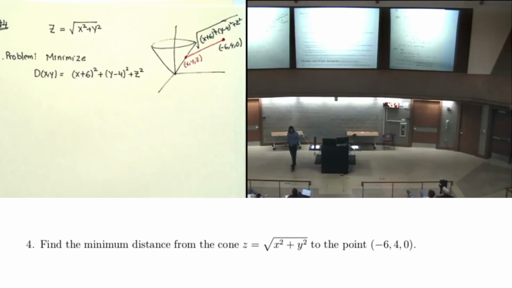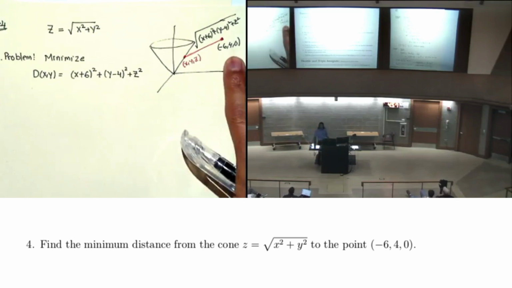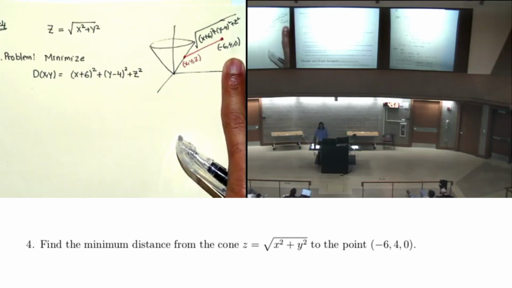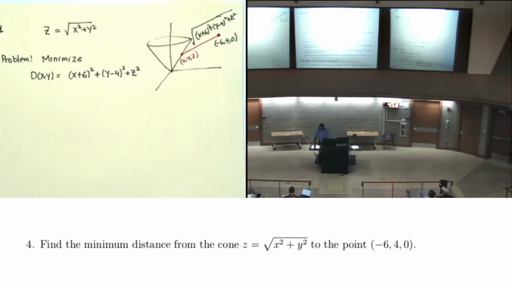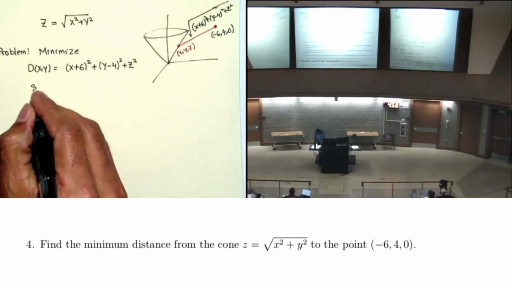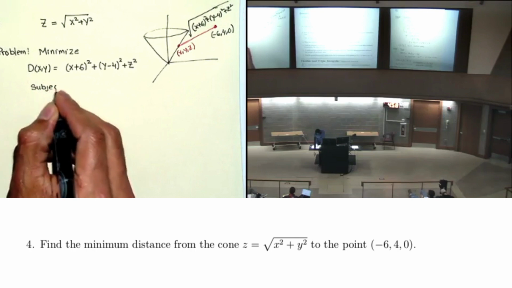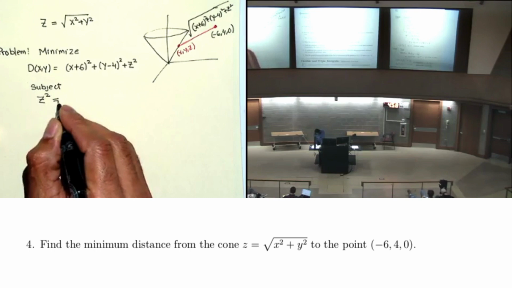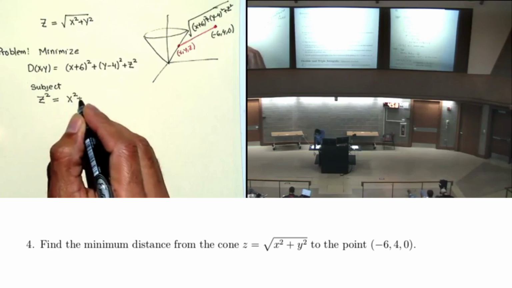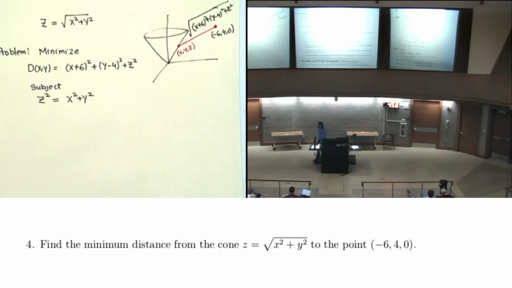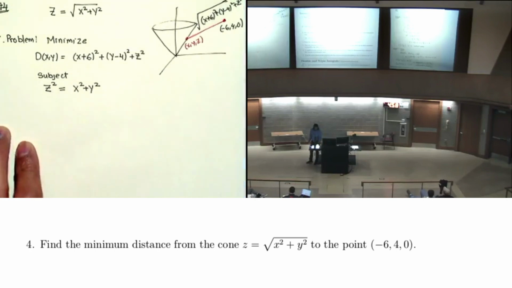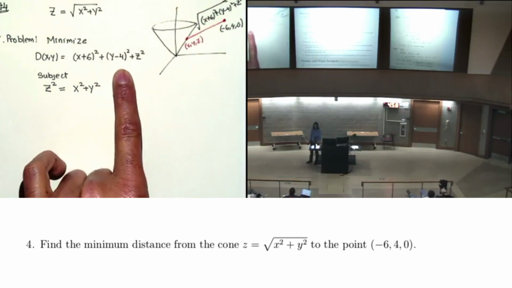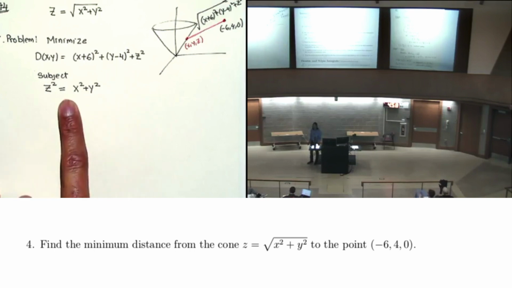I want to minimize this, but I have to have a condition. Otherwise you can take any point and go close to this point, and the closest point will be (-6, 4, 0) if I don't put a condition. So I'm going to minimize subject to this condition: z^2 = x^2 + y^2. I put the square on the z, that will be easy. What I'm saying is, I want to find the minimum distance, but my point should stay on the cone.